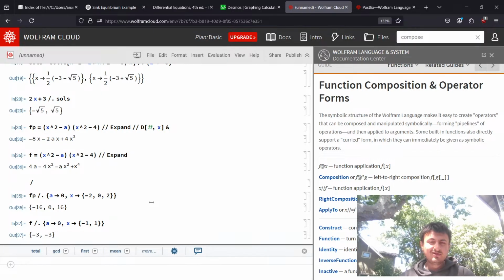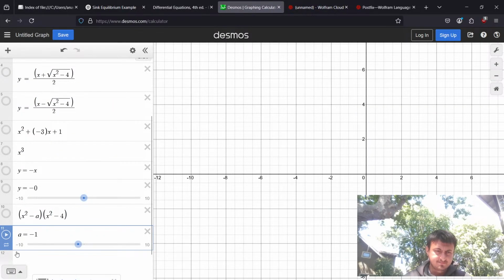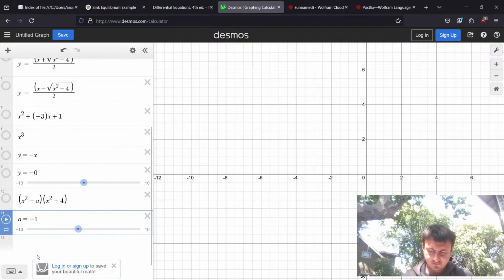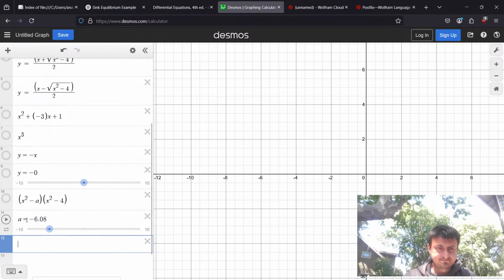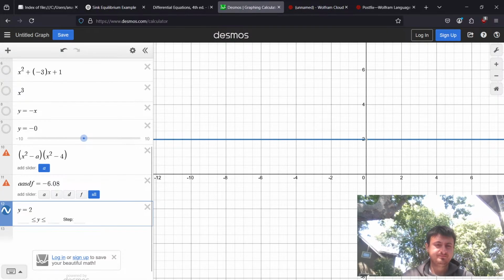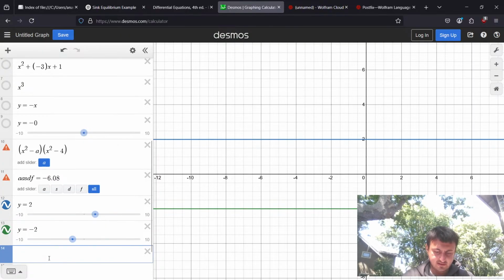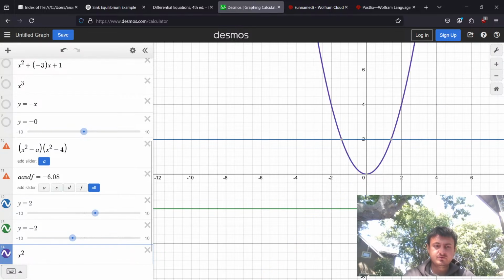Oh, you know what it might be? The bifurcation plot might look like this. Hold on. So it's going to be like a leftward parabola where, so first we're going to have y is equal to 2, y is equal to minus 2. Okay, then we're going to have like x squared equal to y.